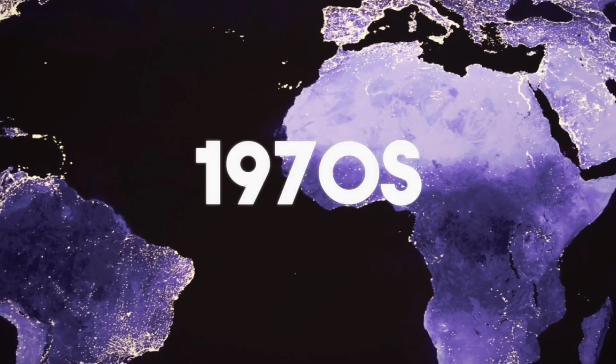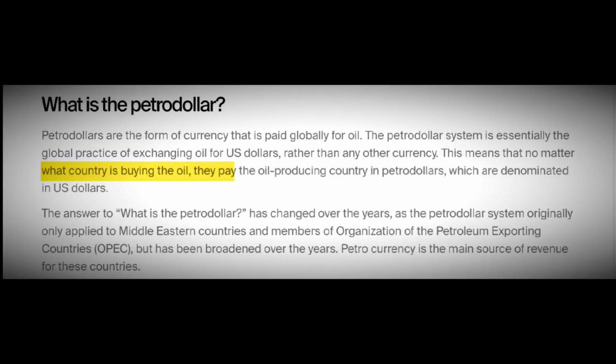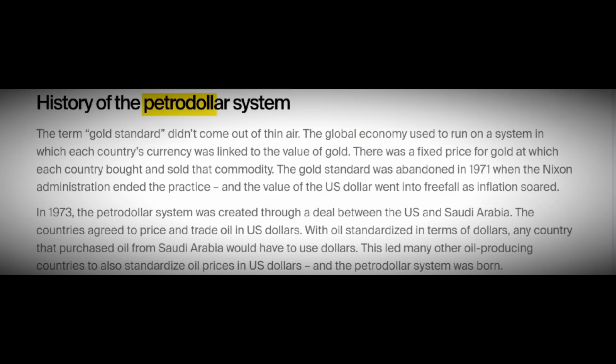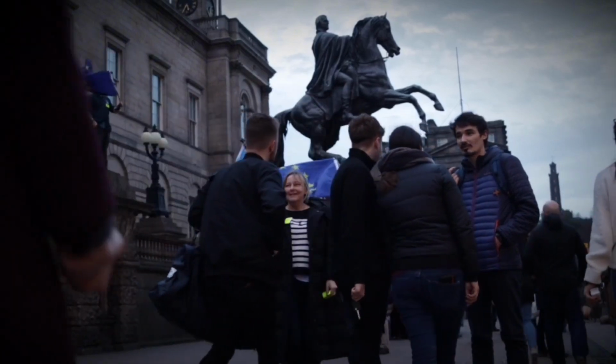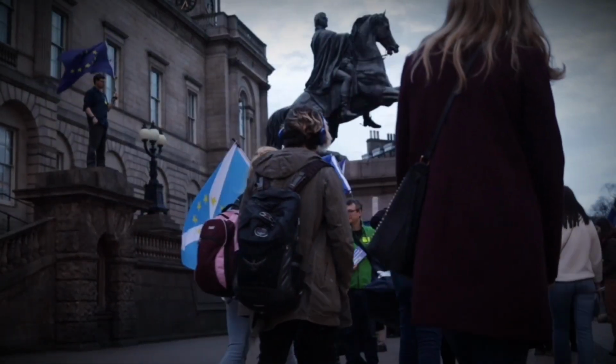In the 1970s, the U.S. made a crucial agreement with Saudi Arabia. The kingdom would sell its oil exclusively in U.S. dollars in exchange for security guarantees and economic cooperation. This deal, known as the petrodollar system, meant that any country wanting to buy oil had to hold U.S. dollars. It's hard to overstate how significant this was. It created a constant global demand for dollars and further entrenched its status as the world's dominant currency.